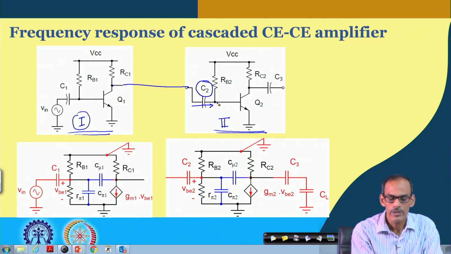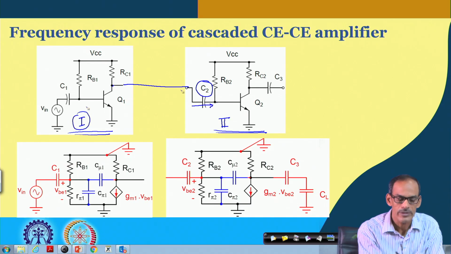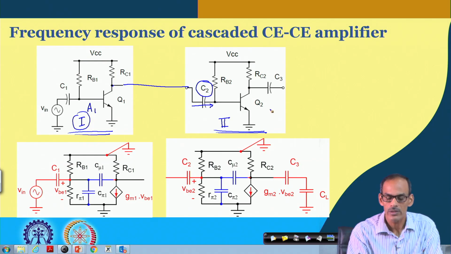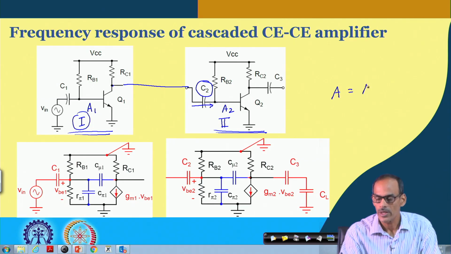Now, while we connect this circuit, we may expect that suppose the gain of this stage is A1, and then the gain of this stage is A2. We may be expecting that the overall gain A equals A1 multiplied by A2. So, that is what we are expecting.